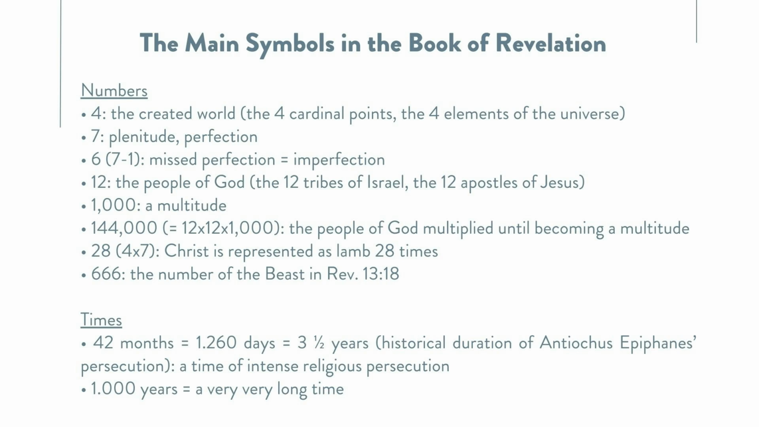7 is the number expressing completeness and perfection. This is well known. Number 6 is a number expressing imperfection, since it is 7 minus 1. 12 symbolizes the people of God because of the 12 sons of Jacob, who form the 12 tribes that make up the people of Israel, but also because of the 12 apostles of Christ, who form the church. 1,000. This number symbolizes a multitude.